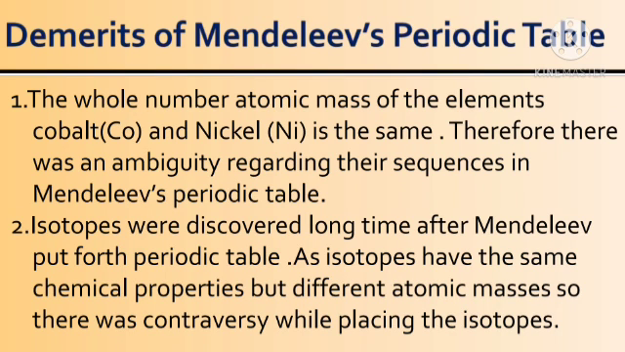demerits of Mendeleev's periodic table are also seen. First, the whole number atomic mass of the elements cobalt and nickel is the same. Therefore, there was ambiguity regarding their sequence in Mendeleev's periodic table. Isotopes were discovered a long time after Mendeleev put forth the periodic table. As isotopes have the same chemical properties but different atomic masses, there was controversy while placing the isotopes.